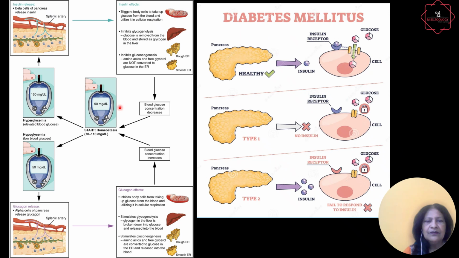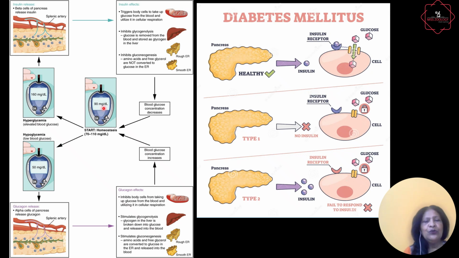Now with this image, I would be explaining the proper functioning of the hormones from the pancreas. Pancreas maintains the blood glucose level. The normal glucose level in the blood is between 70 to 110 milligram per deciliter. Let's take an average, it's 90 milligram per deciliter.